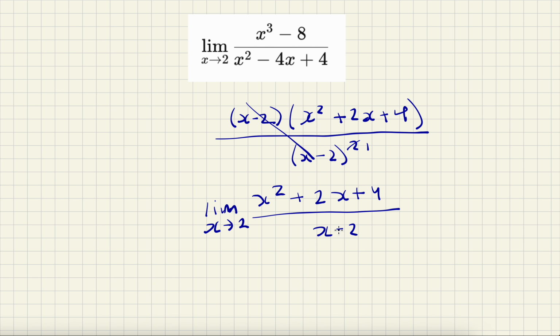And so now when you plug in the value 2, you get 4 plus 4 plus 4, which is 12. And when you plug 2 into the denominator, you get 2 minus 2, which is 0. And so you might be thinking, well, we can't divide by 0. And that's right, we can't divide by 0. And so the answer to this would be undefined, or better, does not exist. And so remember, the indeterminate form is 0 over 0. 12 over 0 will simply lead to a value that does not exist.